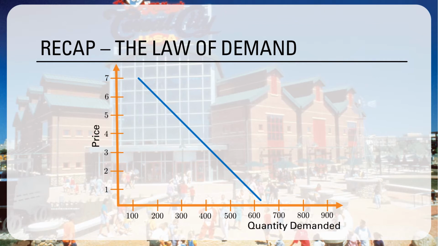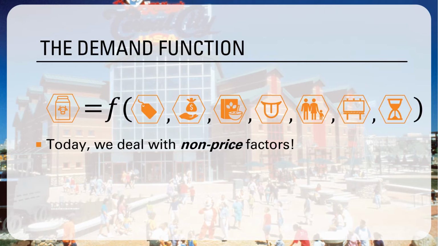A demand curve is where you've got price on the y-axis and quantity demanded on the x-axis. As you can see, the law of demand states that as we increase the price, we go up here, and the quantity demanded goes down. Basically, you've got a graph that is downward sloping. So that's what the law of demand basically states.